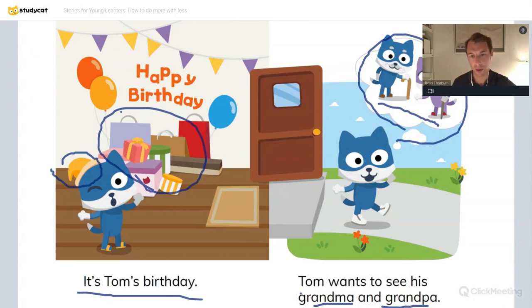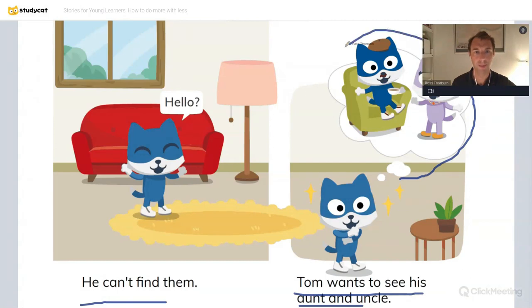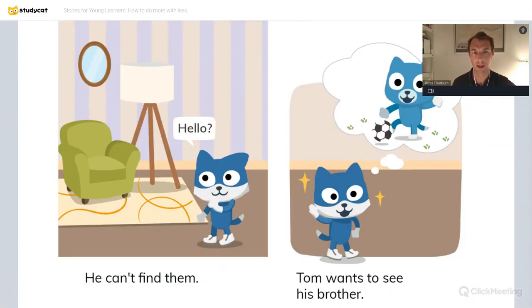So he's going to go for a walk. And here he is. He's in their house. And Tom says, hello? But he can't find them. But that's okay. He still looks happy. So next, Tom thinks again. And Tom wants to see his aunt and uncle. So here he is. He's still in Grandma and Grandpa's house, but he's thinking about his aunt and uncle. So his other people in his family. So Tom goes to their house. Here he is again. Hello? But still, he can't find them.